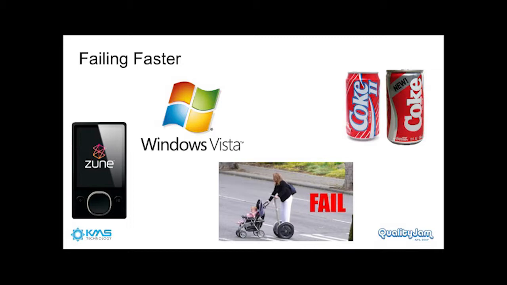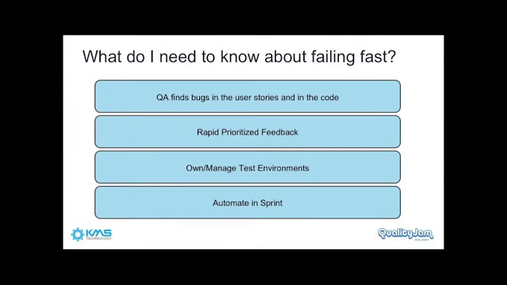So all jokes aside, failing is not necessarily always a bad thing. So really what does it mean to fail fast? Failing fast, especially as it relates to DevOps, means to get very, very quick feedback on what is broken about the product. What is one of the fastest ways to do that as a tester? Look at the user story.